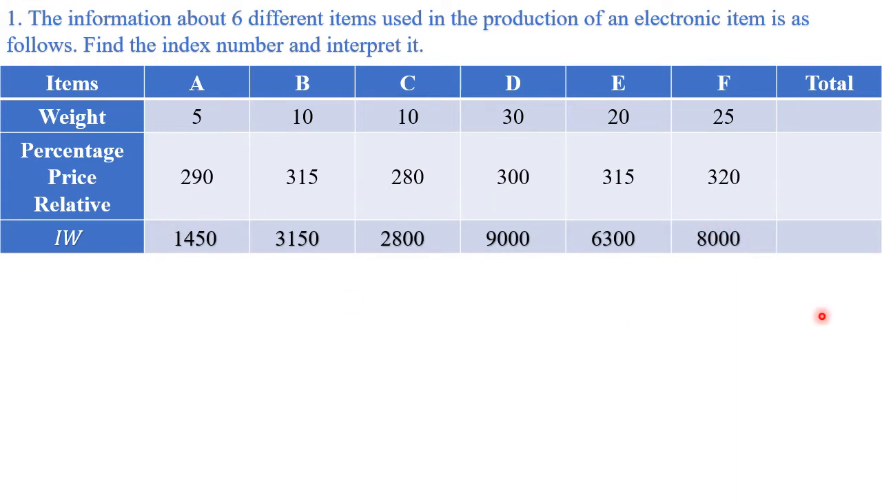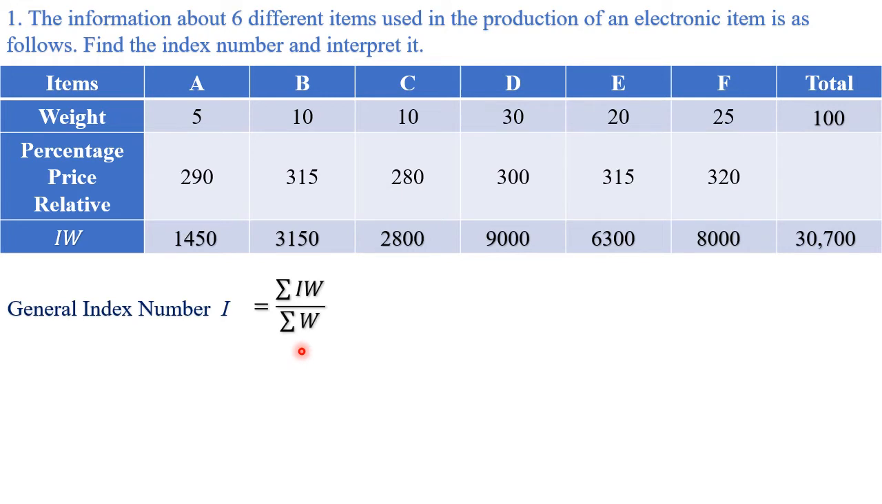Once we have all these answers, we need to make a total of these two things, the weights and the index number with weights. So the total of weight is 100. The total of IW is 30,700. So next I'm going to apply the formula of general index number, that is summation IW upon summation W, and the answer here will be 30,700 divided by 100, that is 307.